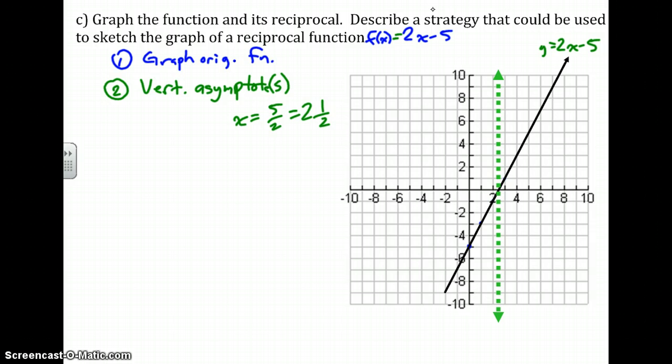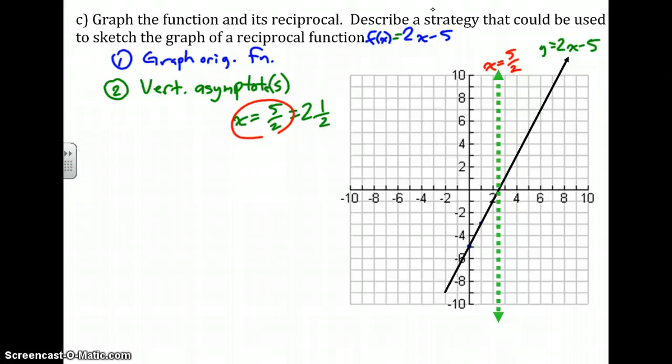I'm just going to label that as x equals 5 over 2. And even if we didn't have this equation figured out, one thing we can notice is that any time our graph crosses the x-axis, so if we had the graph that went through the x-axis like here, we'd have a vertical asymptote there. So anywhere the graph crosses the x-axis, we're going to have a vertical asymptote.